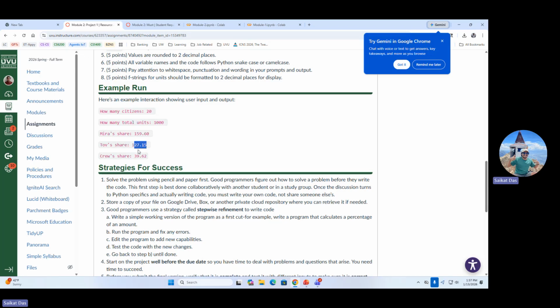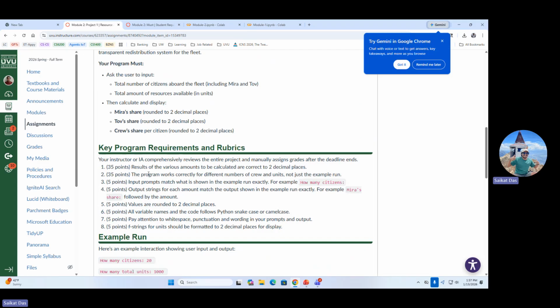Yes. Just to be clear, on our assignment, are we using those numbers you have up there, like 20 and 1,000, or are we just making it up? So 20 and 1,000 are the test run. So that's what I have mentioned here. So for the rubric, the first one, results of the various amounts to be calculated correctly to decimal places. The program must work correctly for different numbers of crew and units, not just the example run. Those are the example run. You need to create 3 more test cases.